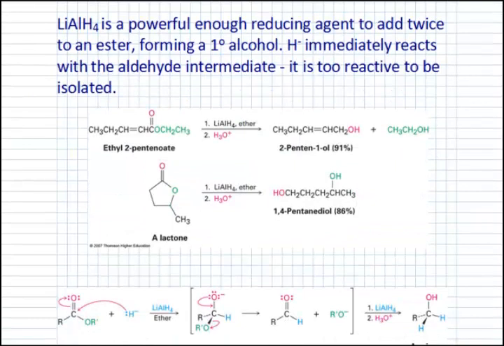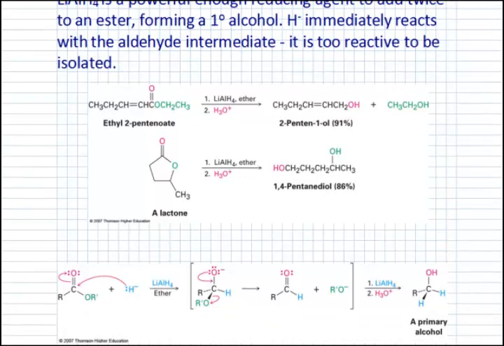If we talk about reducing esters, again, if we use lithium aluminum hydride, that's powerful enough that it'll add twice to the ester. So if we look down at our mechanism here, hydride will react with the ester, it'll make an alkoxide and kick out OR minus. Here's our aldehyde intermediate.